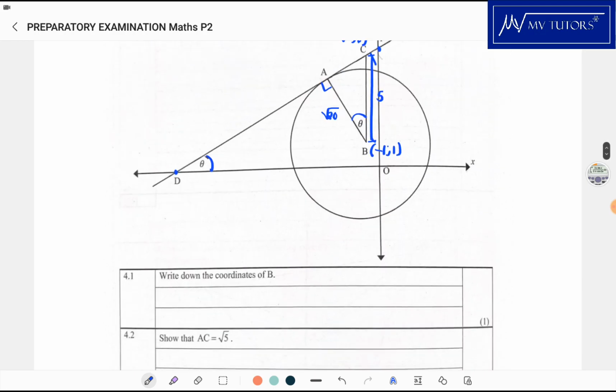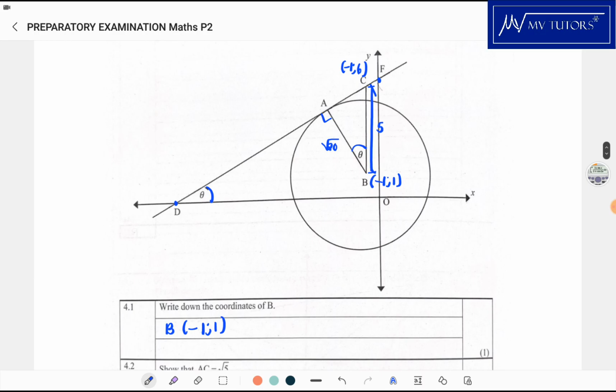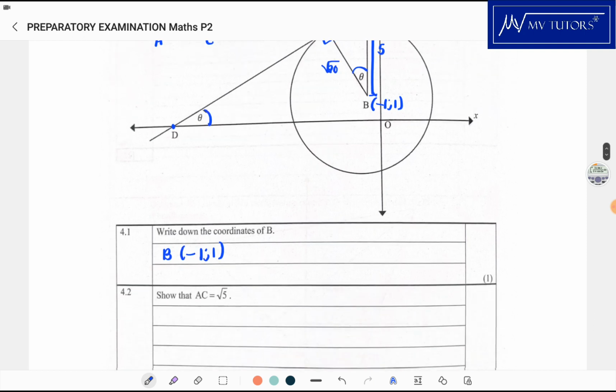Write down the coordinates of B. Oh, okay. We already did, so it's -1 and 1. Okay, that's B. And then show that AC is √5. So we can use Pythagoras over here. Remember, it's also 90 degrees here. So if I were to draw this triangle facing the right way up, I know that at 90 degrees I have A, and then I have C, and then I have B. And I know that BC is 5, right? And then I know that AB is √20. So I can use Pythagoras to get AC.